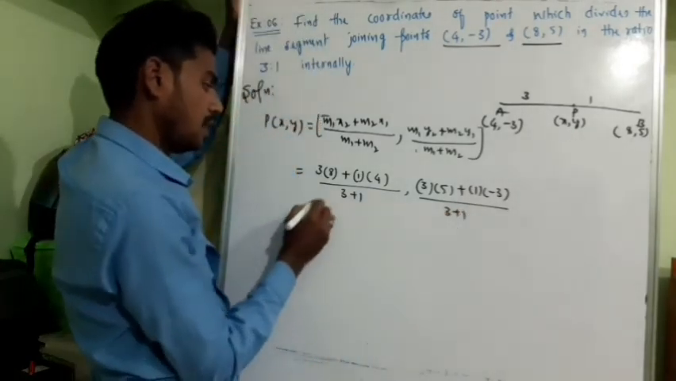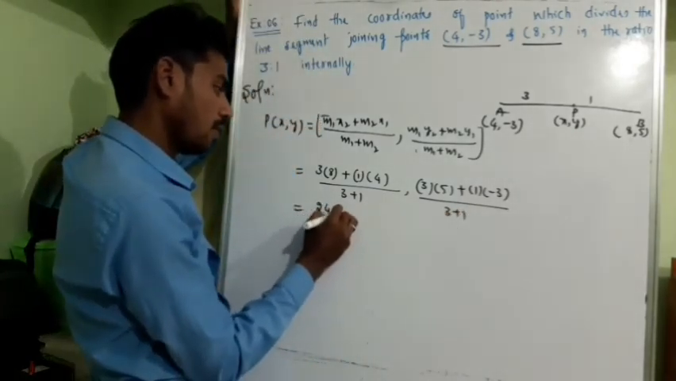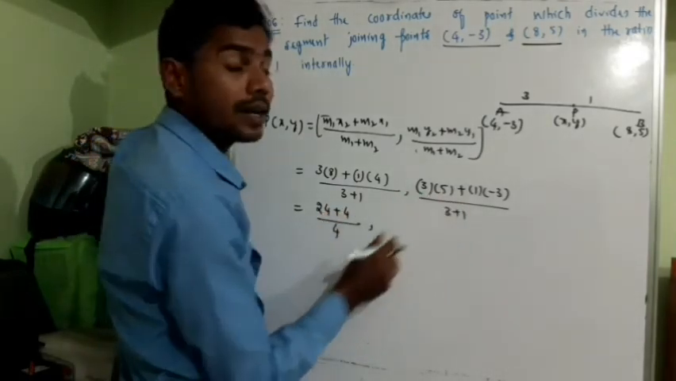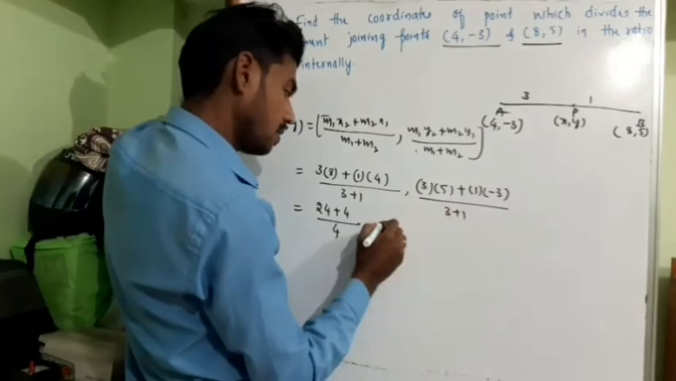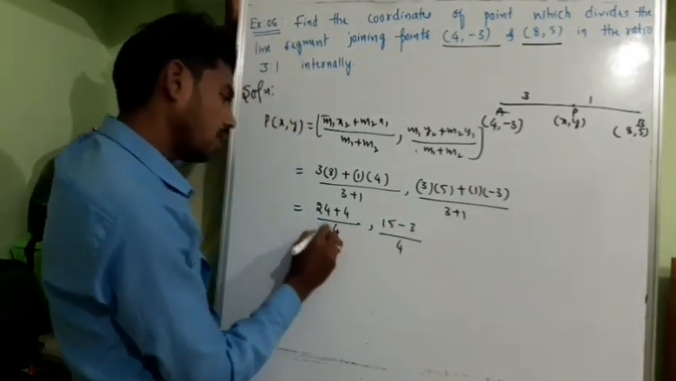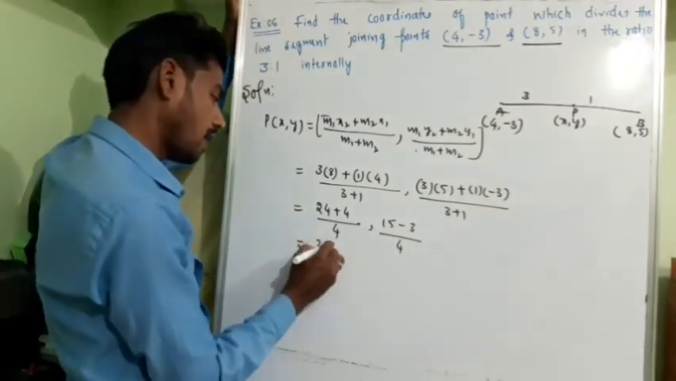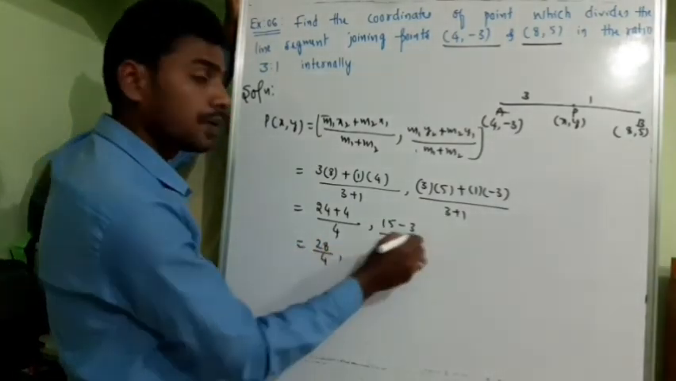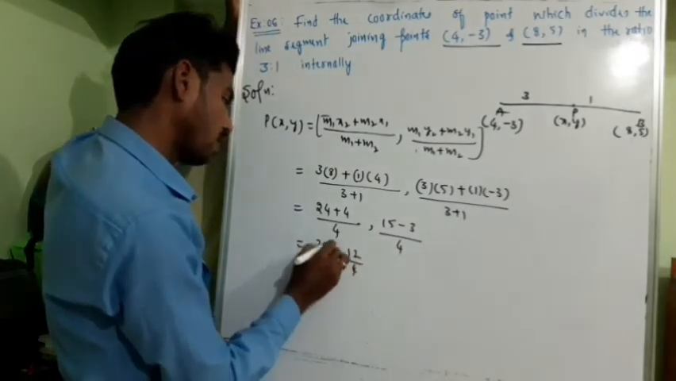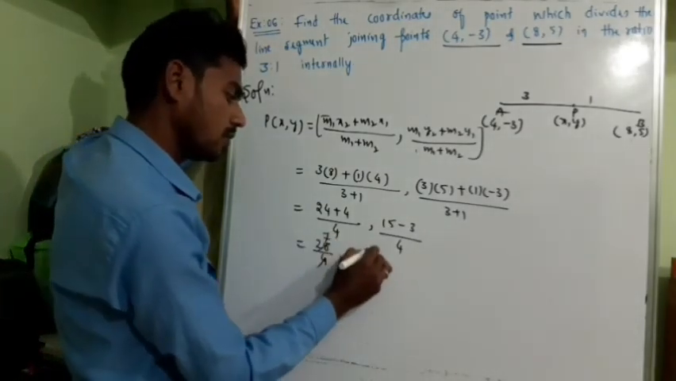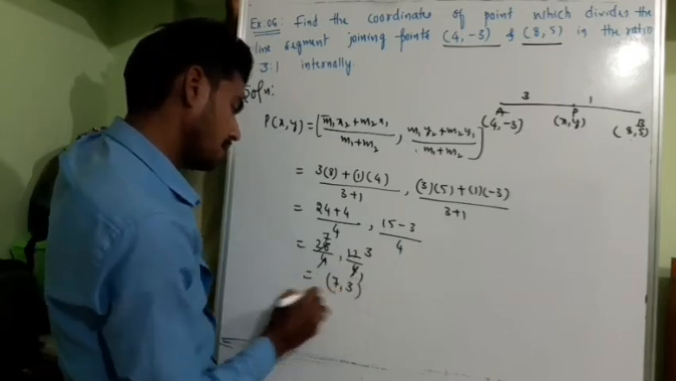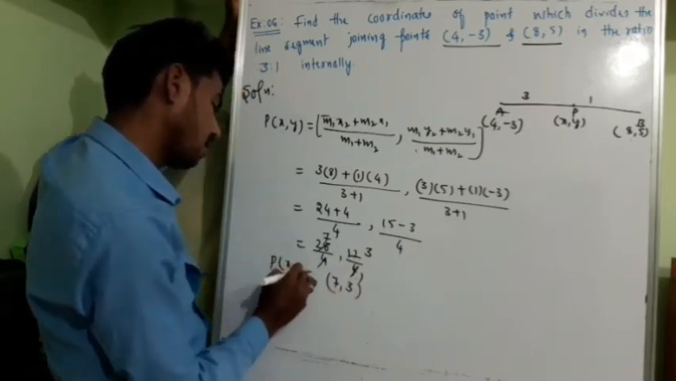So 3 8s are 24 plus 4 divided by 4, comma, 3 5s are 15 minus 3 divided by 4. So 24 plus 4 is nothing but 28 divided by 4, and 15 minus 3 is 12, 12 divided by 4. So 4 7s are 28, 4 3s are 12. So the coordinates are (7, 3). So P of x y is equal to (7, 3).